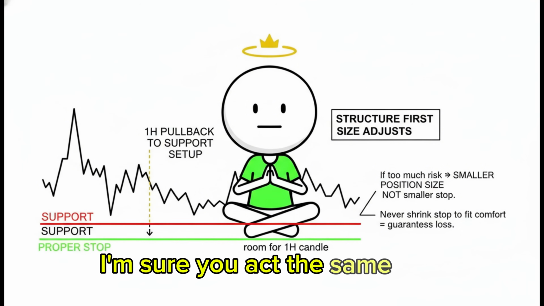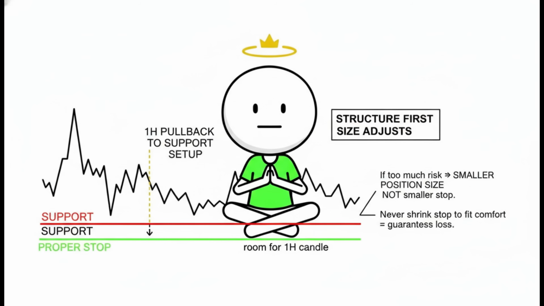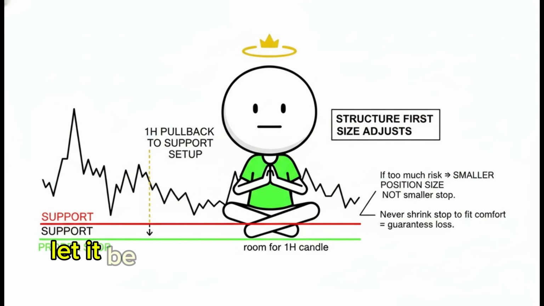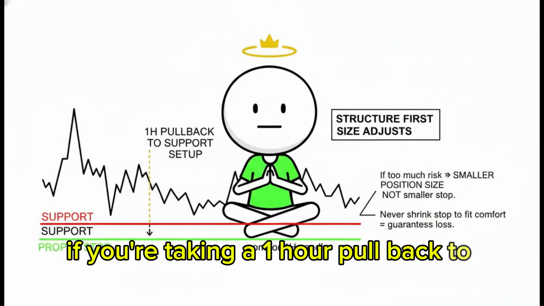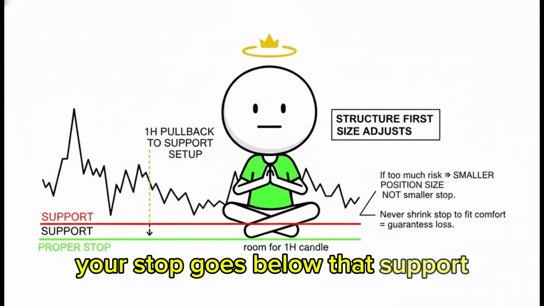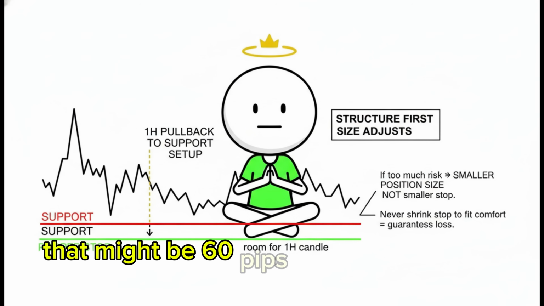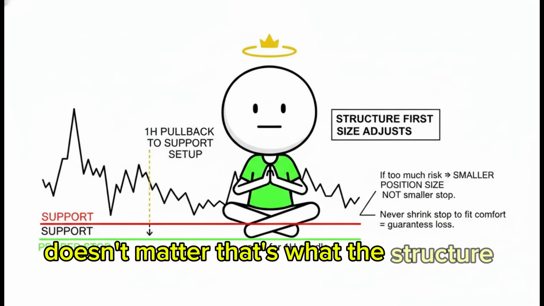I'm sure you act the same way, but if there's anyone who still doesn't act this way, please put an end to it. Don't determine stop points arbitrarily. Let there be logic to it. Let it be appropriate for the time frame you're trading. If you're taking a 1-hour pullback to support, your stop goes below that support with room for one full 1-hour candle to move. That might be 60 pips. That might be 100 pips. Doesn't matter. That's what the structure requires.